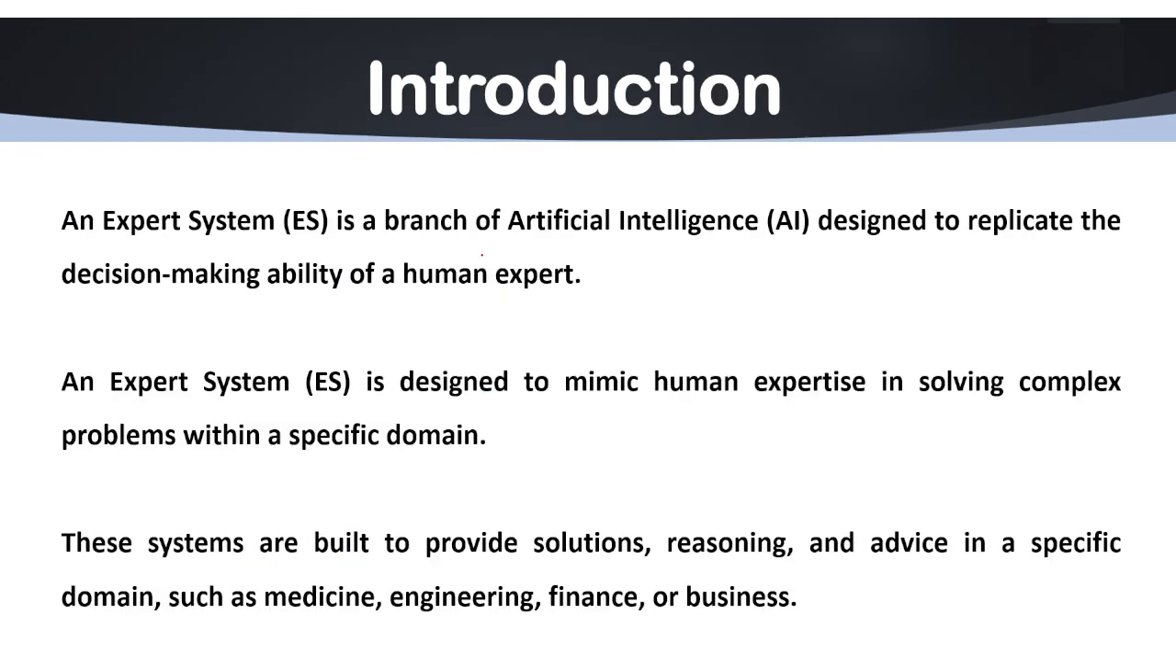So students, an expert system is a branch of AI that is basically designed to replicate the decision-making ability of a human expert. In simple terms, we can also say an expert system in AI is a computer program designed to simulate human expertise in a specific domain, and it uses a knowledge base and a set of inference rules to solve any type of complex problem, often at a level comparable to a human expert.